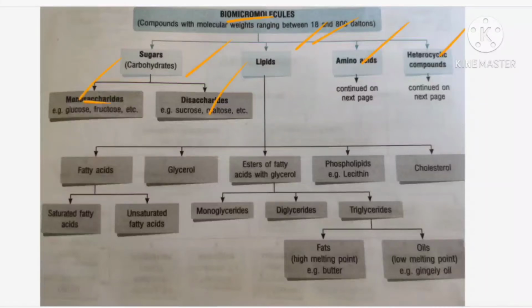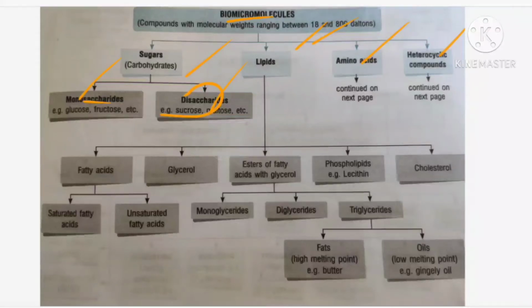What do you mean by mono? Mono means it is made up of only one sugar molecule, one glucose unit. When it is made up of two sugar units or two glucose units, we call them disaccharides. So you know that smaller things combine together to make a bigger thing.